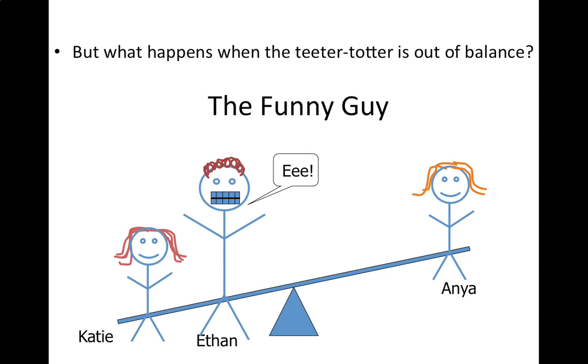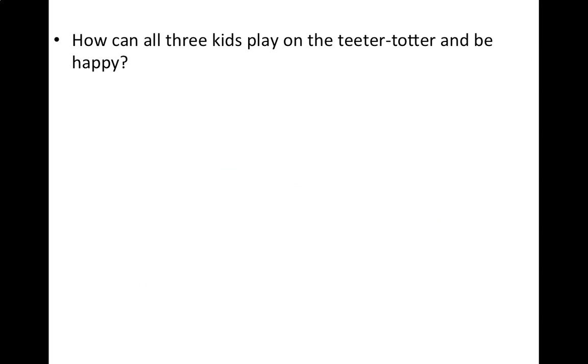But what happens when the teeter-totter is out of balance? So somebody else comes along, like Ethan. He's the funny guy, so he is getting onto the seesaw on Katie's side, and now, no matter how hard Anya tries, she is not able to get the seesaw to go back down and up and down and up like the equilibrium that they had created in the first place. So how can all three of these kids play on the teeter-totter and still be happy?